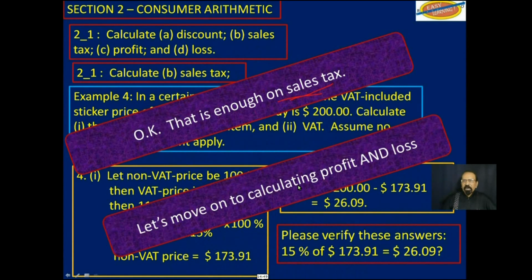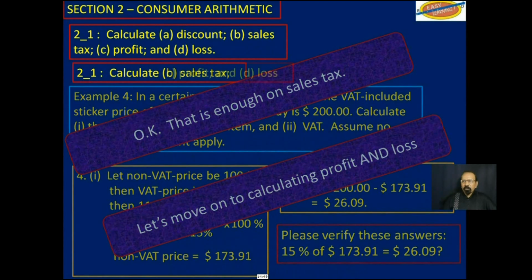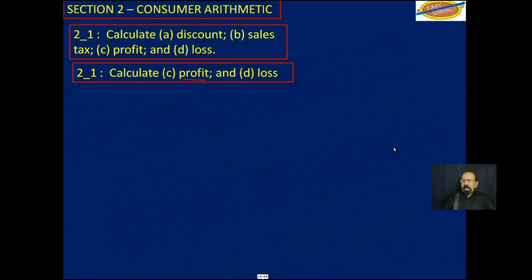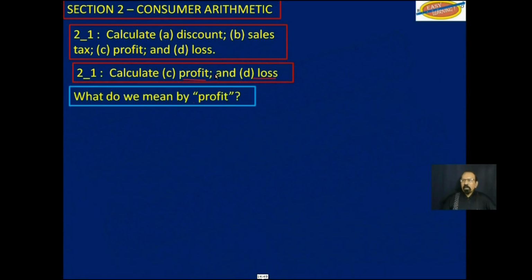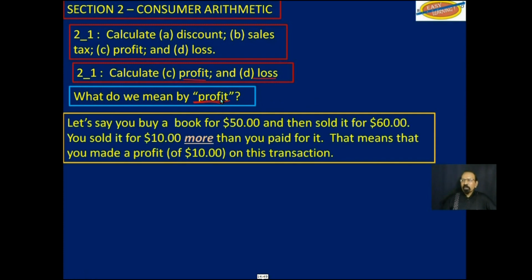Let's move on to calculating profit and loss. So we are going to calculate profit and loss together. What do we mean by profit? Now this is P-R-O-F-I-T, profit, not P-R-O-P-H-E-T like Prophet Moses or Prophet Isaiah. P-R-O-F-I-T, profit. So what is that?